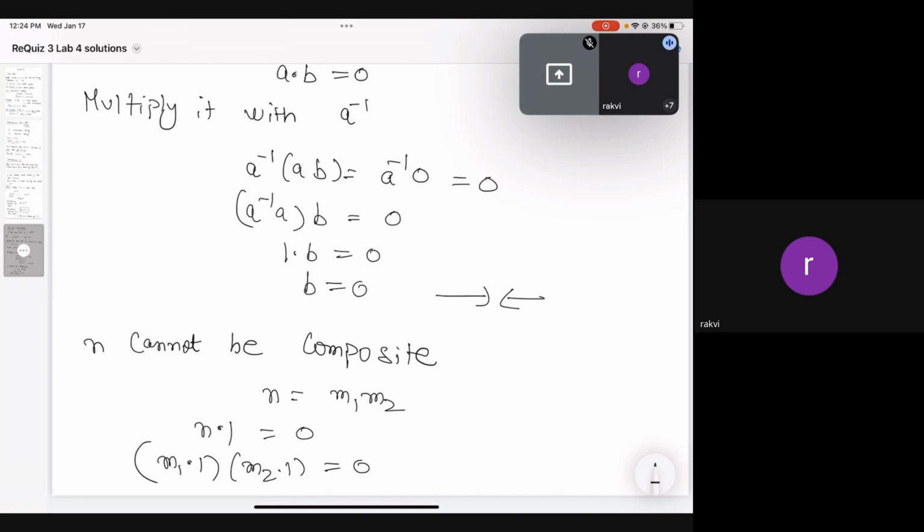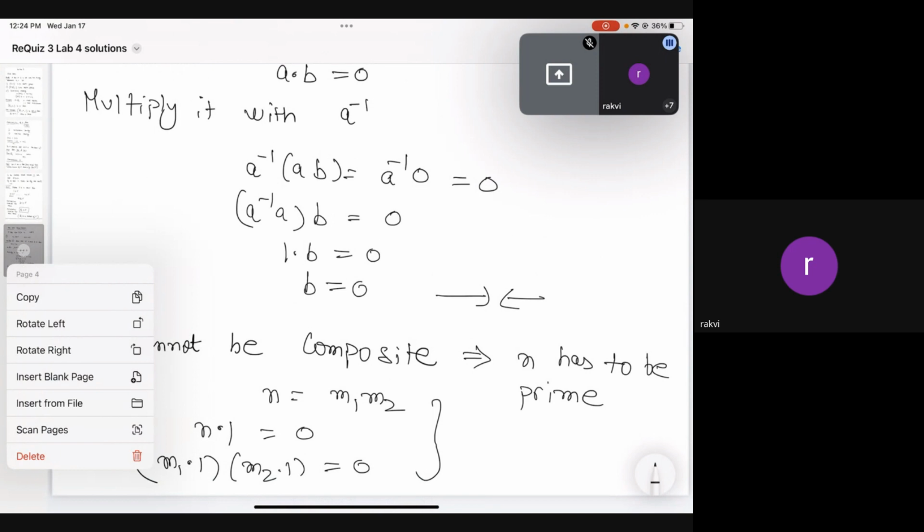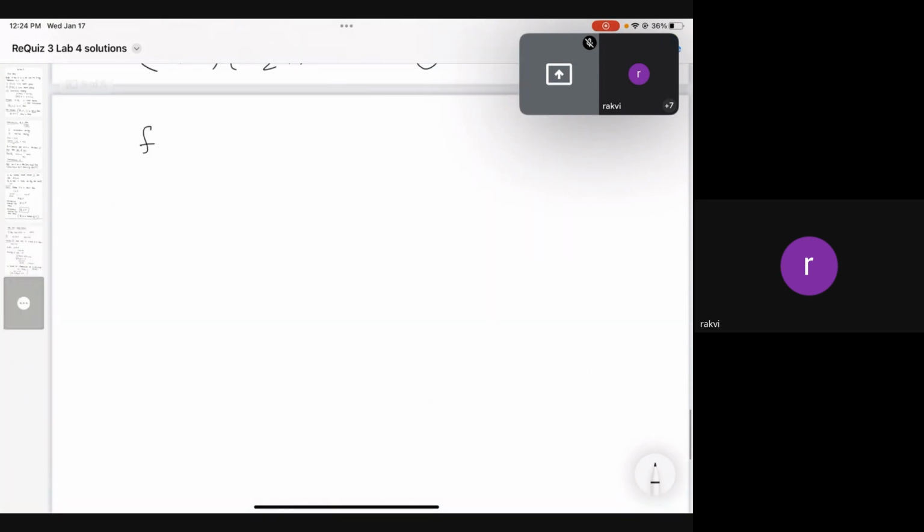But n is my characteristic, so I know that m1 times 1 and m2 times 1 both have to be non-zero, because they are not the characteristic. But I cannot have two non-zero numbers giving me 0. So this is a small proof that n cannot be composite, because in fields I cannot have two non-zero numbers giving me 0. So n has to be prime. Okay, so this is our first observation: if I have a field F, and I know that its characteristic is non-zero, then the characteristic has to be a prime number.